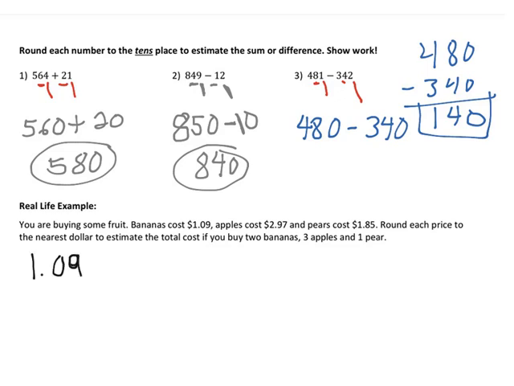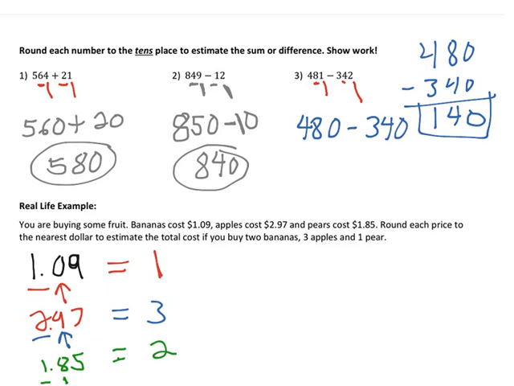We're going to round them. $1.09, let's see, we're going to round that to the nearest dollar. So that's going to be 1 based on the 0. So that's going to equal 1. $2.97, that's going to be 2 based on the 9. So we're going to call that 3. And then $1.85, it's going to be the 1 based on the 8. And we're going to call that 2.